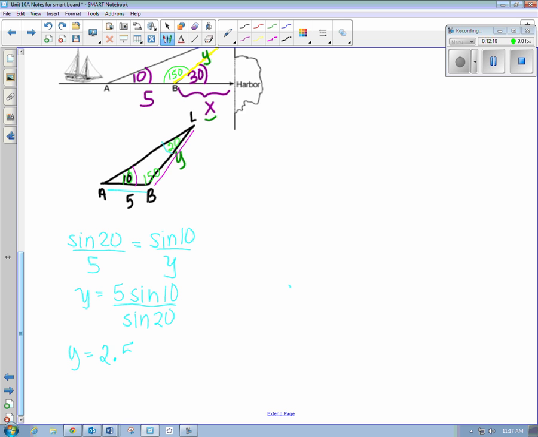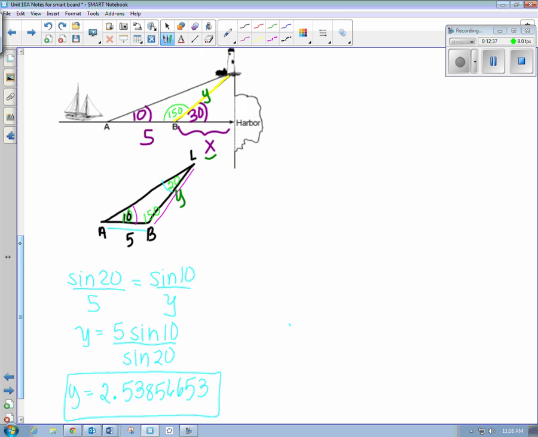And when I divide that out, I end up with a y value equal to 2.5, etc. Even though this says to round to the nearest tenth, this is not my final answer, so I should not be rounding that at all. No rounding until the last step.